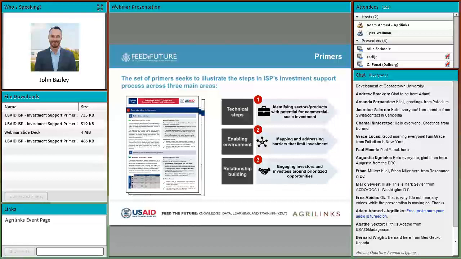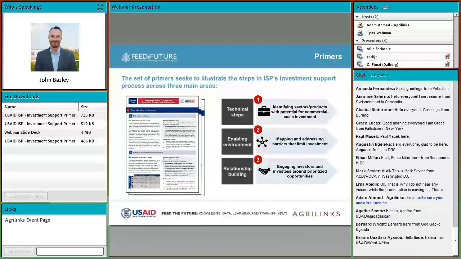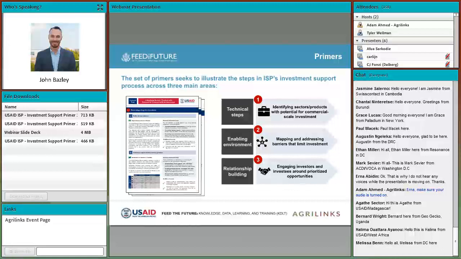The second focuses on the enabling environment, which is mapping and addressing those barriers that limit investment and helping to shape the enabling environment itself. It seeks to identify and address those barriers that limit investment, identify the deal breakers for investment opportunities, and provide guidance on how USAID missions can help implement policy.